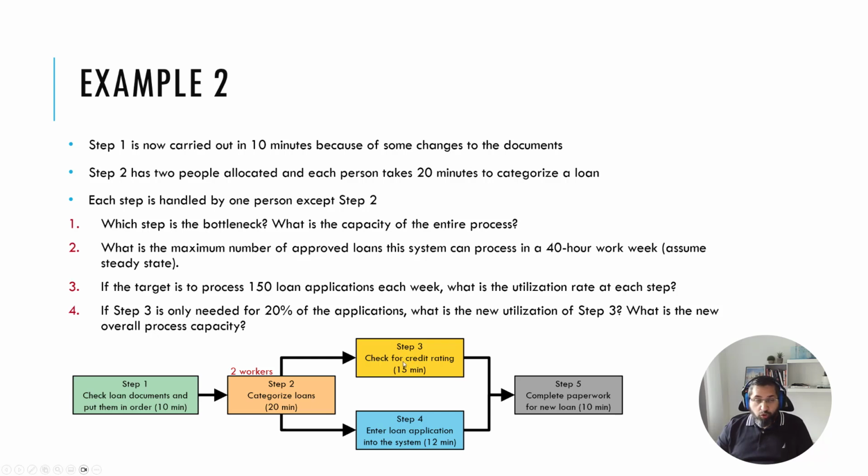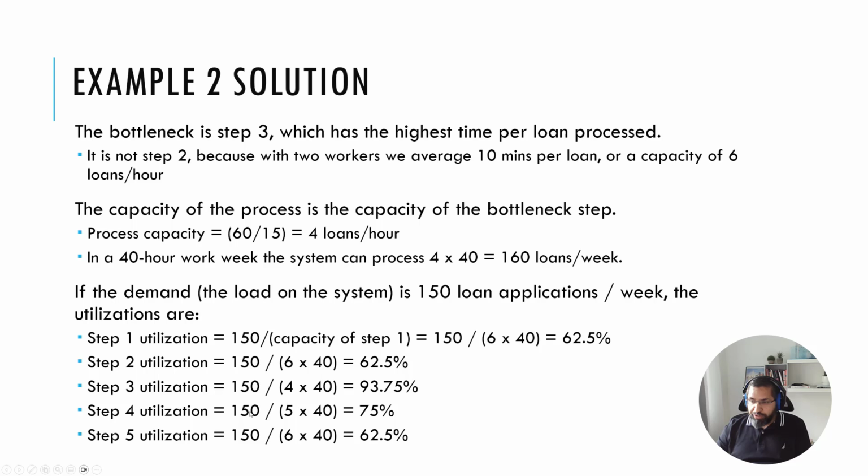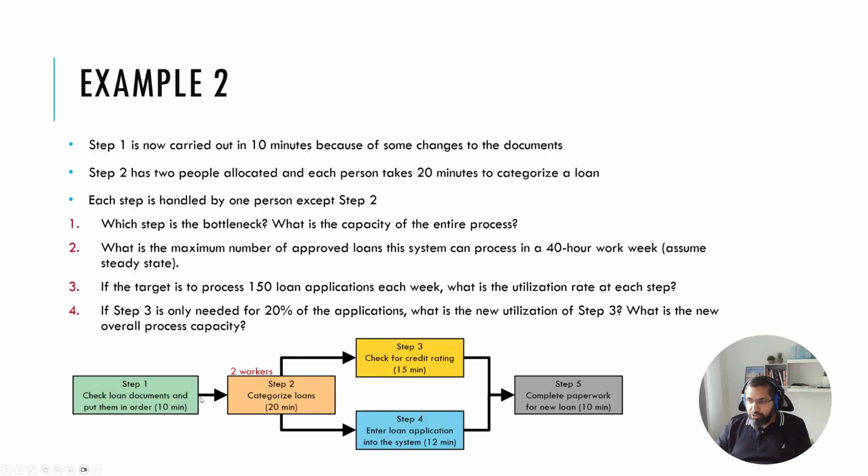So that is why when we look at the utilization calculations, you're going to find the capacity of step 3, which is going to be 4 units per hour times 40 to come to the weekly capacity. And then the load is going to be 150. So you take 150 for step 3 divided by 4, the capacity per hour times 40 hours. That's the capacity per week, 160. So 150 over 160 gives you 93.75% utilization. And then you just repeat the process.